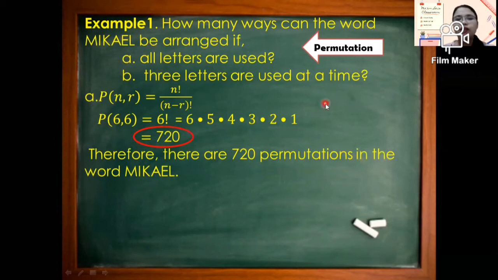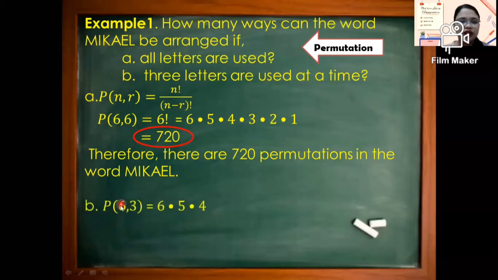Let's have letter B. 3 letters are used at a time. So, from 6 letters, ang kailangan lang daw natin gamitin is only 3 letters. So, ito na siya. So, that is simply permutation of 6 taken 3 at a time. Yung shortcut na itinuro ko sa inyo, you start from 6 and you count pababa. Ano ba yung mas mababang number sa 6? So, you have here now 6 times 5 times 4.